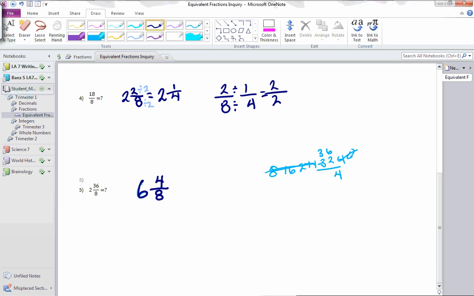And these both can be divided by 2, so I'm just going to answer it with the 2's. So this would be divided by 2, and then you'd put an equal sign. Alright, so now it would be 4 divided by 2, which is 2. And you'd always bring your 6 over because you just always carry it over. And 8 divided by 2 is 4. So your answer is 6 and 2/4. And you can keep going down with that, but we're not because they're equivalent fractions.